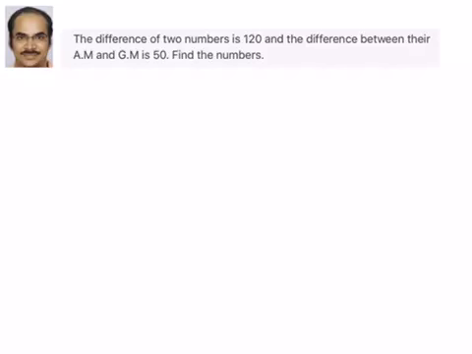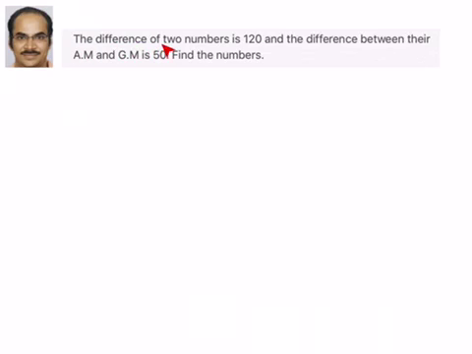As part of problems related to sequences and series, let's look at this interesting example. We have been given that the difference of two numbers is 120 and the difference between their A.M and G.M is 50. We have to find the numbers. Let's repeat that. The difference of two numbers is 120.